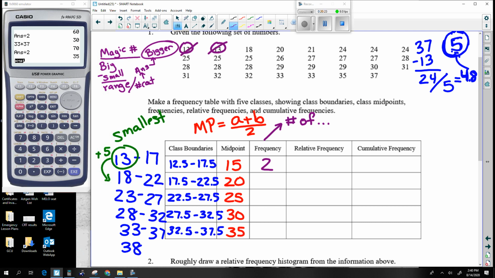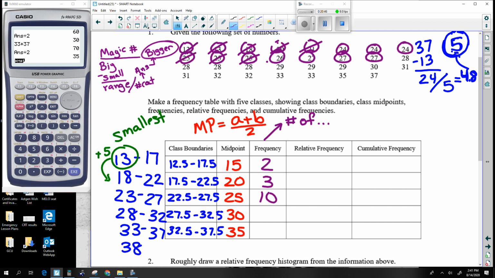18 to 22 would be those three numbers. 23 to 27, or 10 numbers right there. 28 to 32.